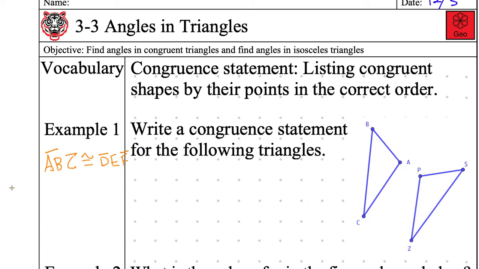Question, Sergio. Oh yeah, so let's talk about that too. This thing right here, that just means congruent. It's an equal sign with a little tilde or a little squiggly above it.